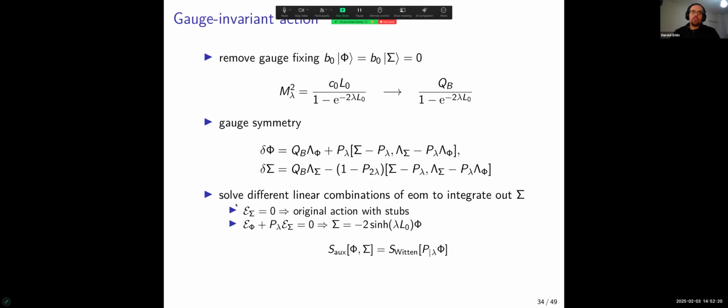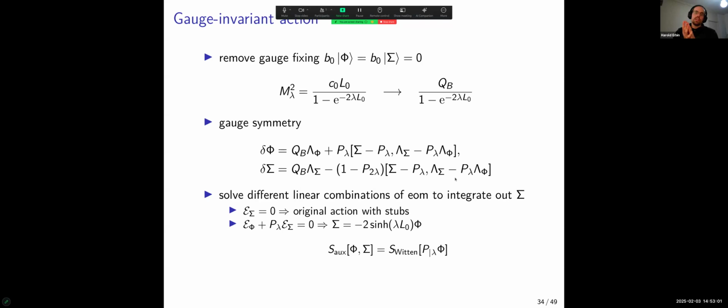Related to the one we're discussing, you can solve different linear combinations of equations of motion to integrate out sigma or phi. If you solve the equation of motion for sigma, you just get the original action for stubs, as you would expect. Now you can also solve this peculiar combination, and here it's telling you that sigma is proportional to phi with this factor. If you plug this into the action, you find that the auxiliary field action, with sigma replaced by that, is just the Witten action with an additional p lambda insertion. Sorry for the typo. You can just rescale the field and go back to the original cubic action.